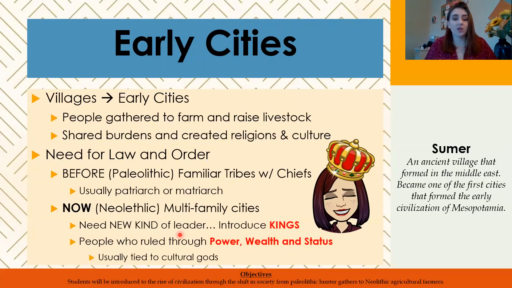But now in the Neolithic period, you would have multiple family units with different gods, different cultures, different belief systems. And so they would need a new type of leader, one who could rule over everybody. And this is how we got our first kings. These are people who would rule by power, wealth, or status, usually tied to some cultural god. And we'll talk more about kingdoms later on.